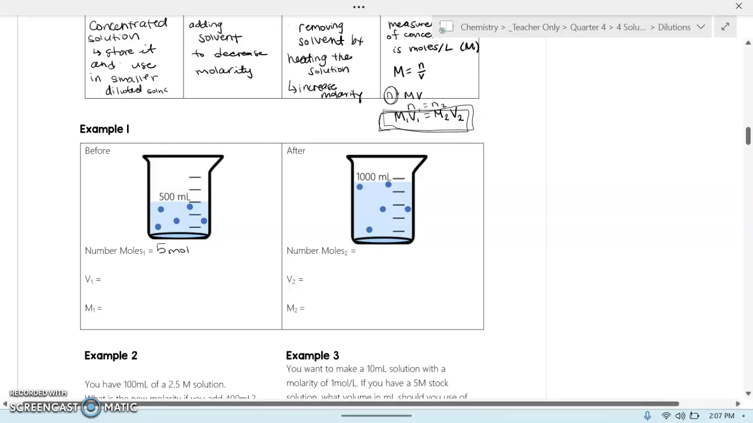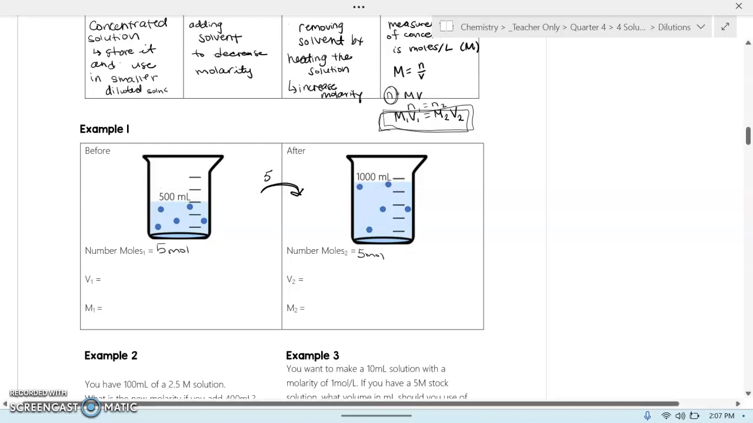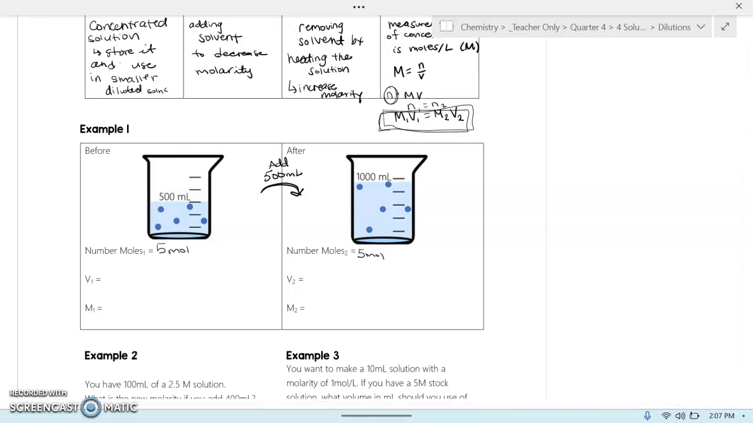And you'll notice our moles amount does not change, 5 moles over here, because all I'm doing is diluting it. And the way you dilute is adding water. How much water was added to get from 500 milliliters to 1,000 milliliters? Well, the difference between those is 500 milliliters. So the only thing that has changed here is we added 500 milliliters of water. But this is going to affect both the volume and the molarity.